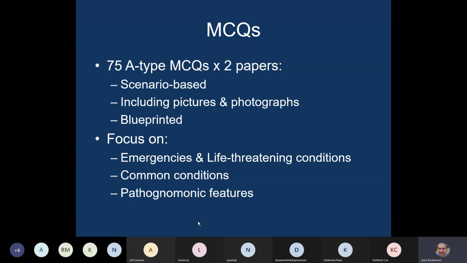It will include pictures and photographs. The exam is blueprinted, or the MCQs are blueprinted, and I'll show you the blueprint. It is available on the website as far as I'm aware, so that there's a reasonable representation of all the domains of pediatrics that we think people should know, and therefore that's why we want to examine them.